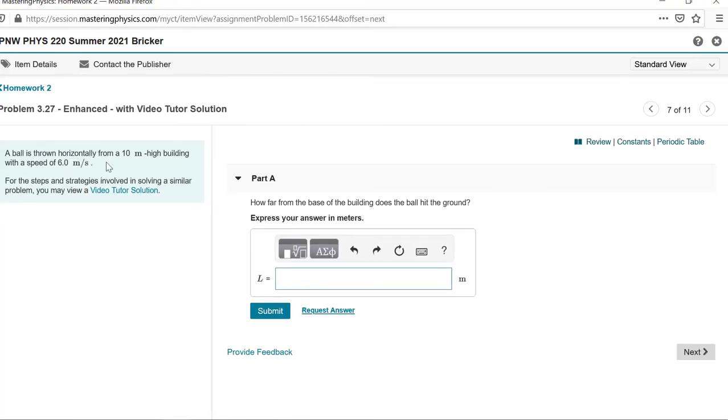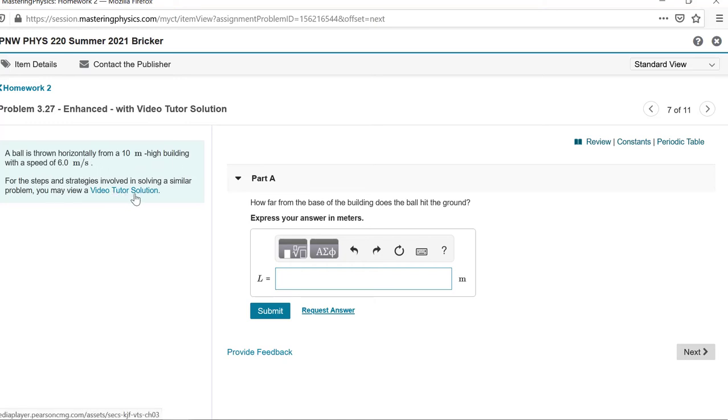A ball is thrown horizontally. Okay, so this is physics speak for it doesn't have a y velocity. It's only traveling in the x direction. So horizontally means only moving in the x direction. Thrown horizontally from a 10-meter high building with the speed of 6 meters per second.